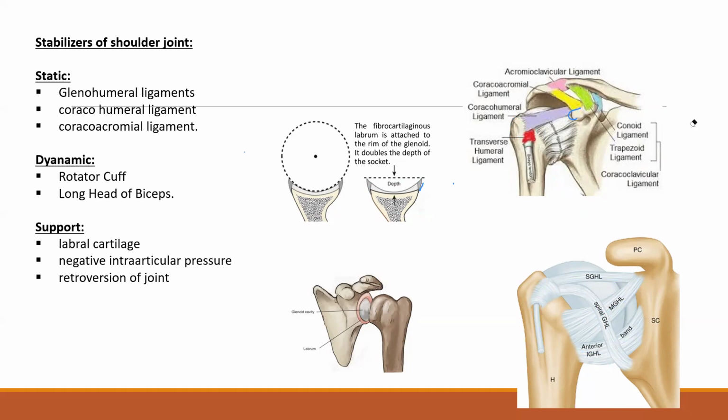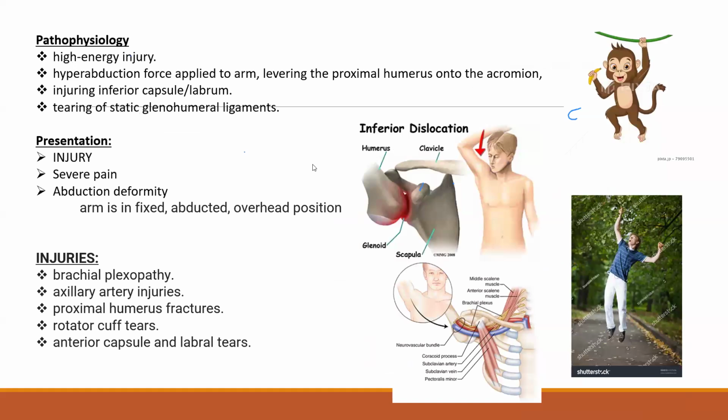Then we have two dynamic stabilizers. One is the rotator cuff. As I have drawn previously, this is the shoulder joint. Anteriorly we have subscapularis, superiorly we have supraspinatus, infraspinatus, and teres minor here. They all push the head inside the shoulder joint. Any damage to the rotator cuff results in instability of the shoulder joint. And the last is your glenoid. Glenoid also increases the depth of the shoulder joint and increases the contact area and stability. So with this anatomy in mind, we'll move on to the pathophysiology. So here it is a very high energy injury.